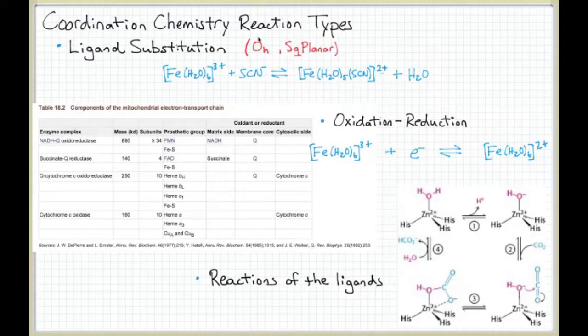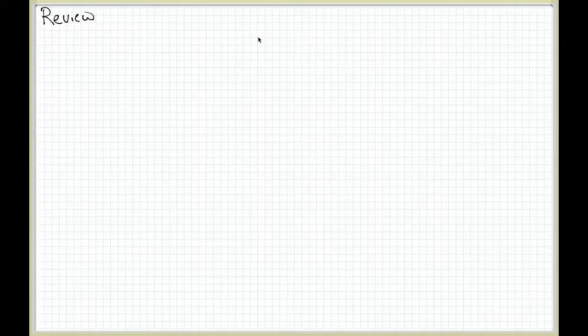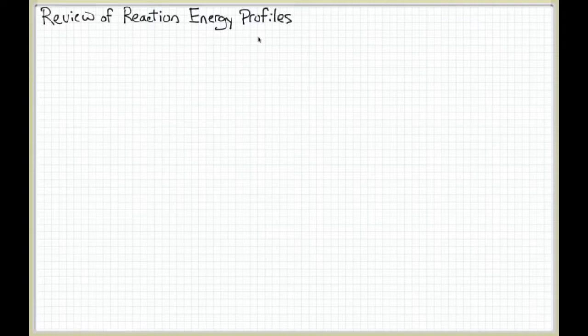Your book discusses these reactions in this order: ligand substitution first, followed by oxidation reduction and reactions of the ligands. And in particular, it hits ligand substitution in octahedral complexes, so Oh symmetry, first, followed by ligand substitution in square planar complexes, so D4h symmetry. So we'll look at Oh substitution reactions first. But even before that, we'll do a little bit of review of reaction energy profiles, or reaction energy progress curves.